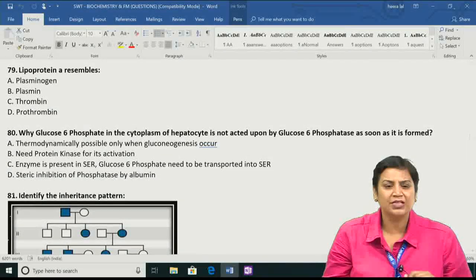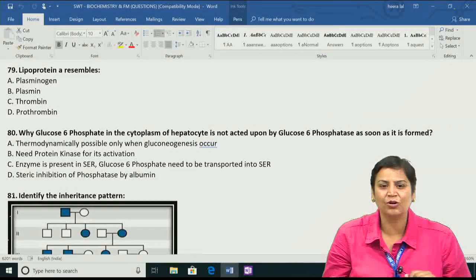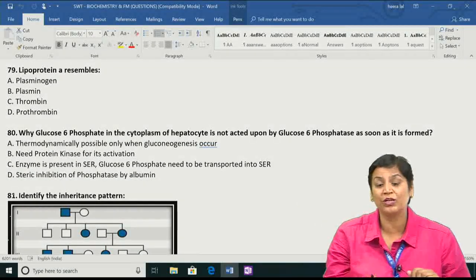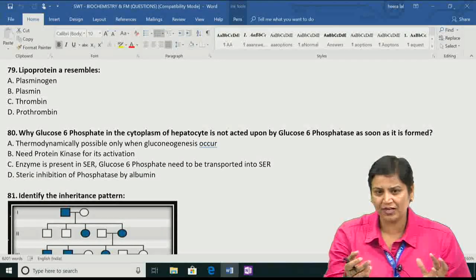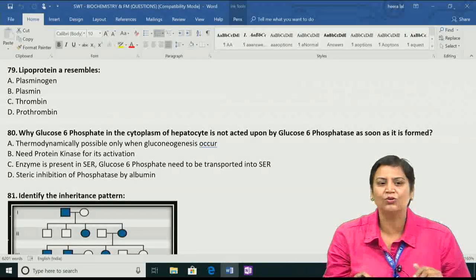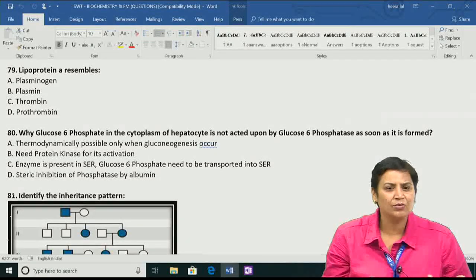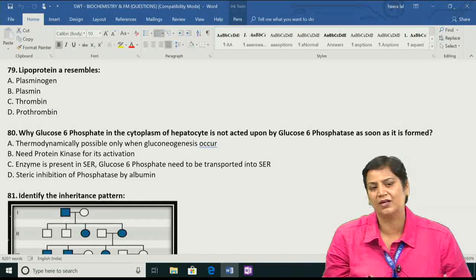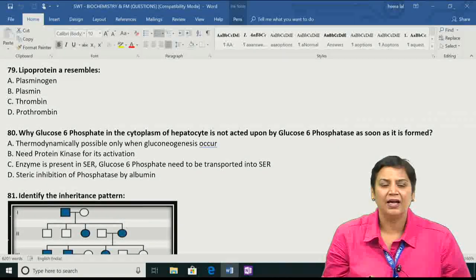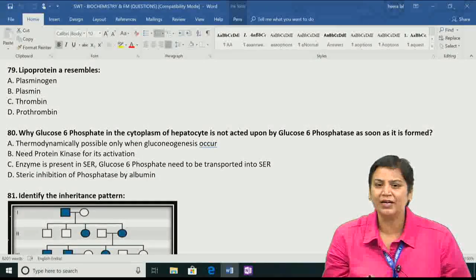Then next question: why is glucose 6-phosphate in the cytoplasm of hepatocyte not acted upon by glucose 6-phosphatase as soon as it is formed? Obviously, because the enzyme is present in the smooth endoplasmic reticulum. So glucose 6-phosphate needs to be transported into the SER, where glucose 6-phosphatase acts and it is converted into glucose. Going through the options: thermodynamically possible only when gluconeogenesis occurs, or needs protein kinase for its activation, no. The enzyme is present in the SER and glucose 6-phosphate needs to be transported into it.